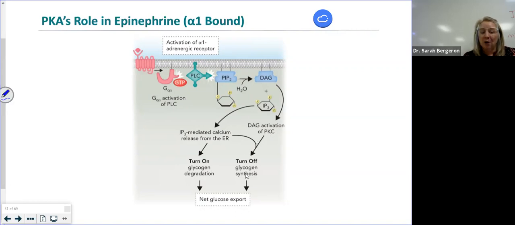And PKC is going to go in and turn off glycogen synthesis. The IP3 is also going to mediate that calcium release that we saw earlier, which eventually also leads to glycogen degradation. So we're going to get the same effect of glucose being shipped out to the bloodstream. So we're going to end up having a high blood sugar, right? And that's what we want. So we're saying that no matter what receptor epinephrine binds to, we're going to have an increase in blood sugar, but it's going to follow a different set of pathways.